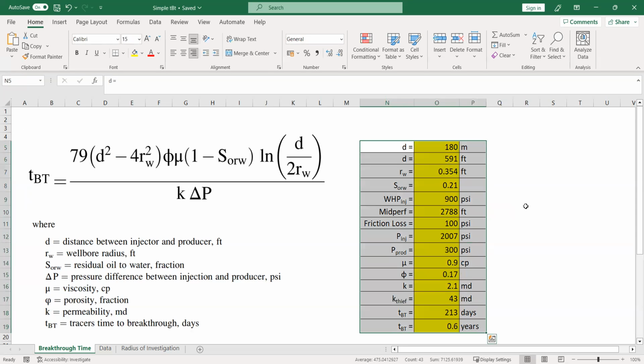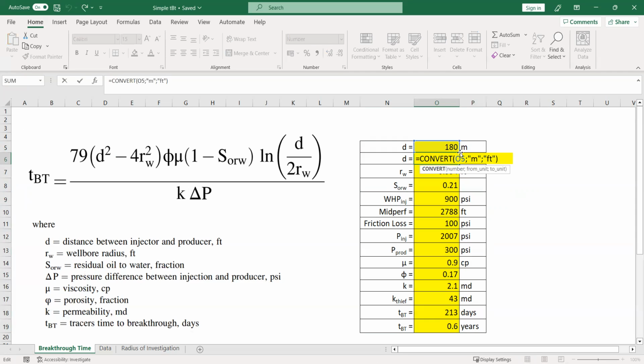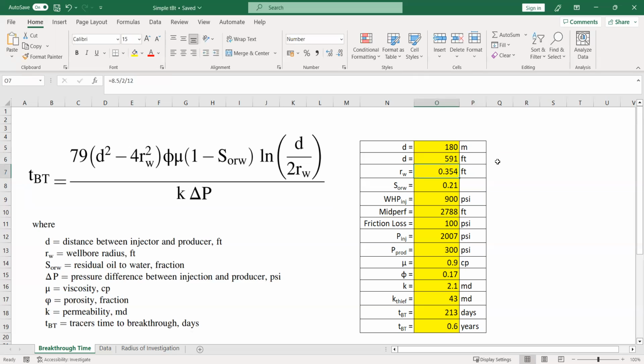All right, so now I already have a completed computation, but I'm going to show you. Let's say I have a distance between producer and injector of 180 in meters. Most of the time, if you have a map, it's in meters, at least that's for me. And then you see the distance is in feet. So in Excel, you can just convert 180 from meter to feet. So it turns out to be 591. Of course you can change it, let's say 250, and then the breakthrough time will be changed.